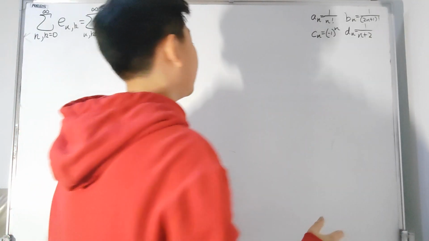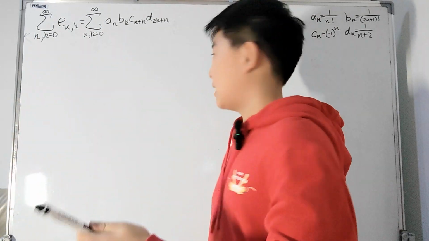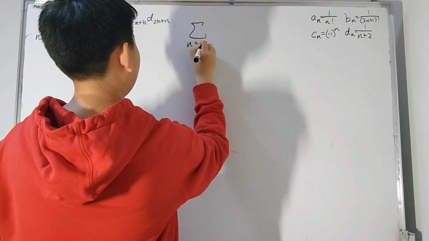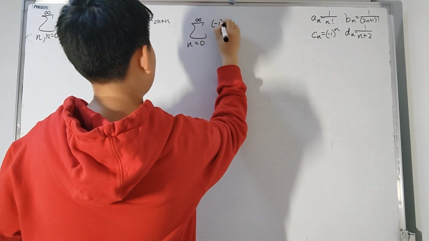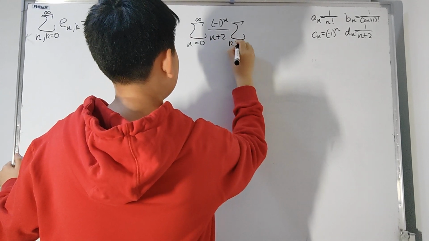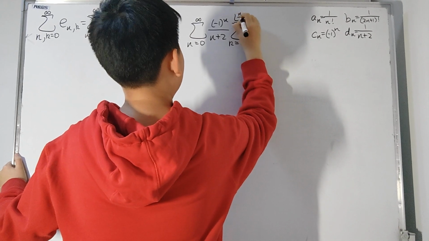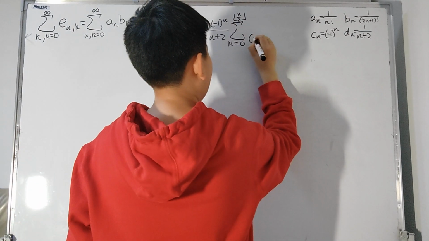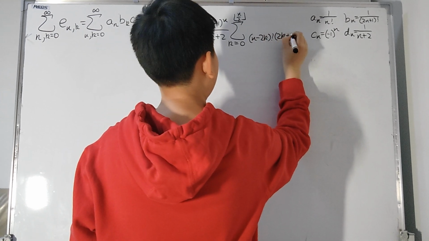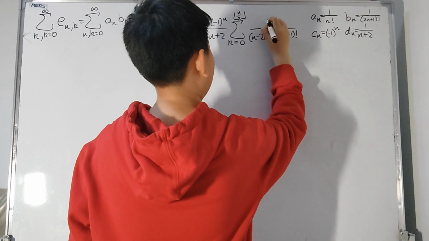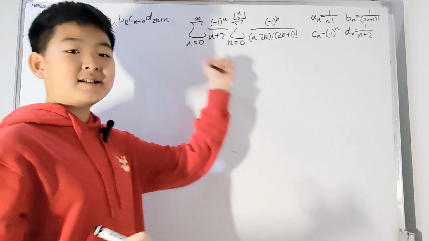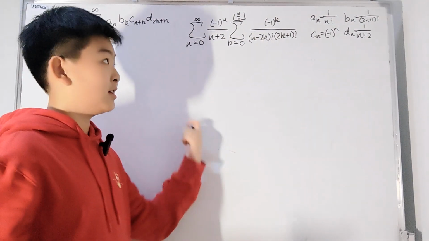So before, in the previous video, we showed our original sum, which I'll just rewrite here as a quick recap: the sum, n going from 0 to infinity, of (-1)^n over n plus 2, times another sum, k equals 0 to the floor of n over 2, of (-1)^k times (n - 2k)! over (2k + 1)!. So this was our main sum for last video and also for this video as well.